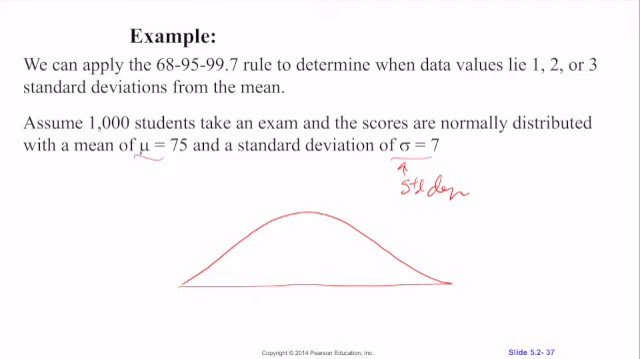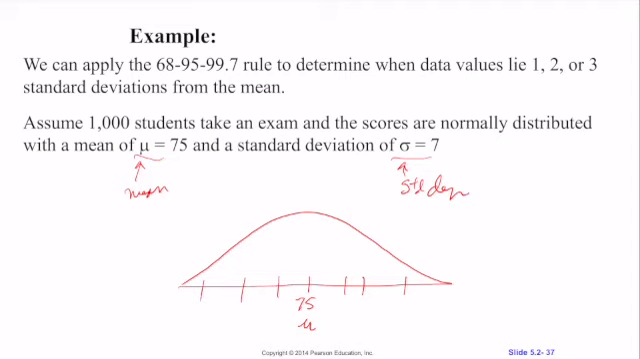Okay, let's go ahead and make a normal distribution. So I'm going to draw a normal curve. Beautiful. I'm going to label my mean, which I know is 75. Remember that symbol mu means mean. And I want to go 3 standard deviations above and 3 standard deviations below my mean.